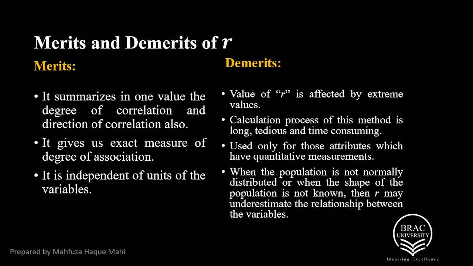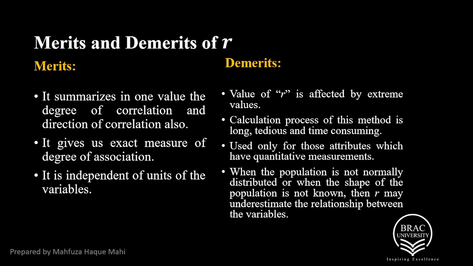Now look at the merits and demerits of r. The degree of correlation and direction of correlation is summarized in one value in Pearson's correlation coefficient. Pearson's correlation coefficient gives us an exact measure of degree of association. It is independent of units of the variables.